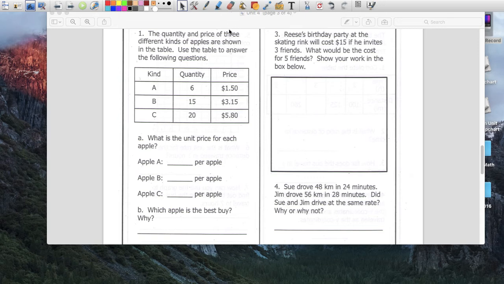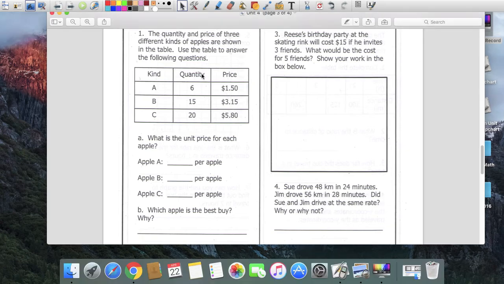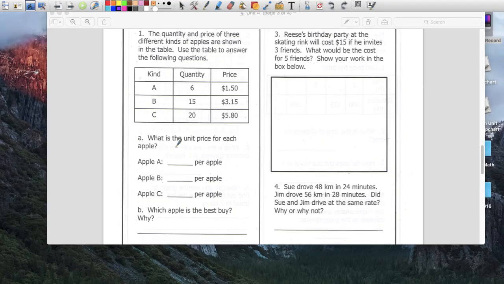What's the unit price? Price, quantity. I bought 6 apples, and the price per apple. So let's first write it as a fraction. You bought for $1.50. Remember, money usually goes on the top, $1.50, and I get 6 apples. And I'm going to divide $1.50 by 6.